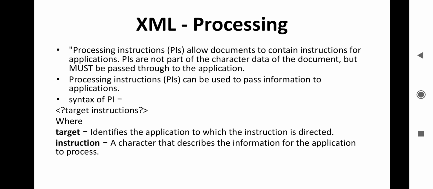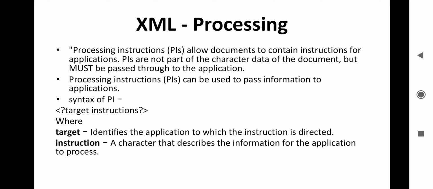After this, XML processing. What is meant by XML processing? Processing instructions, or PIs, allow the document to contain instructions for applications. PIs can be used to pass information to an application. Target identifies the application to which the instruction is directed. Instruction is a character string that describes the information for the application to process.